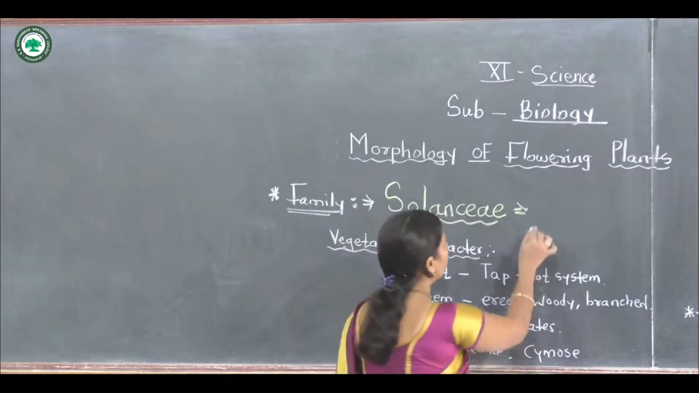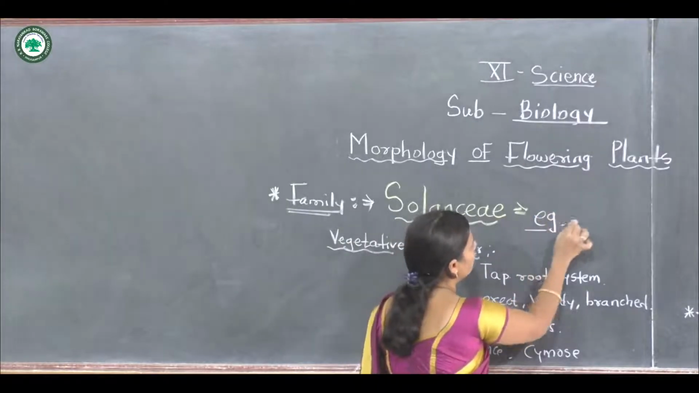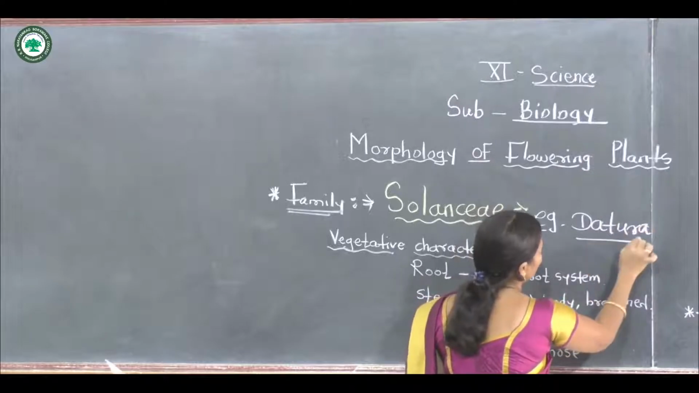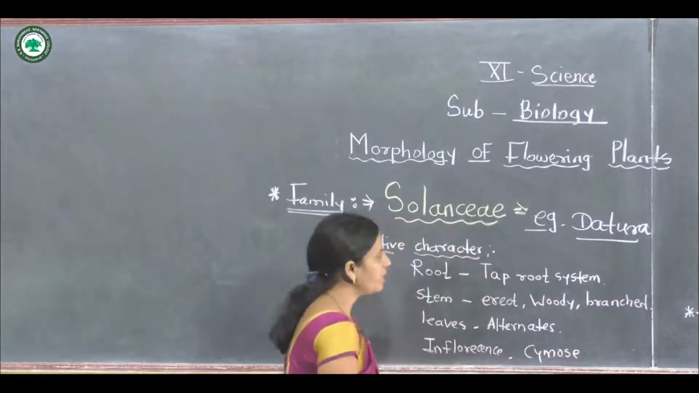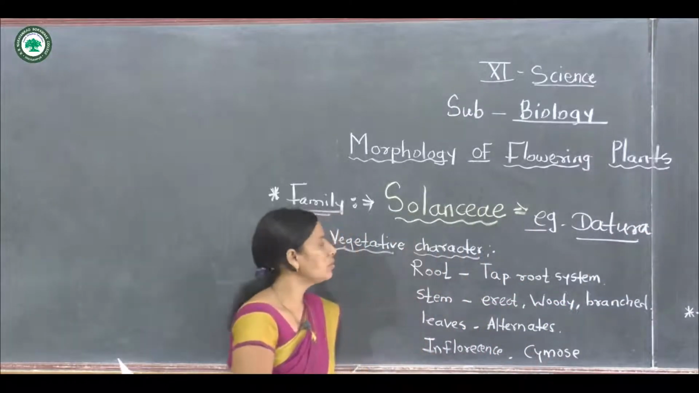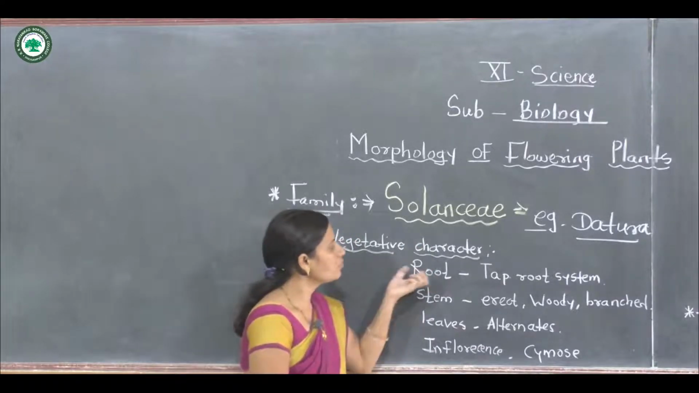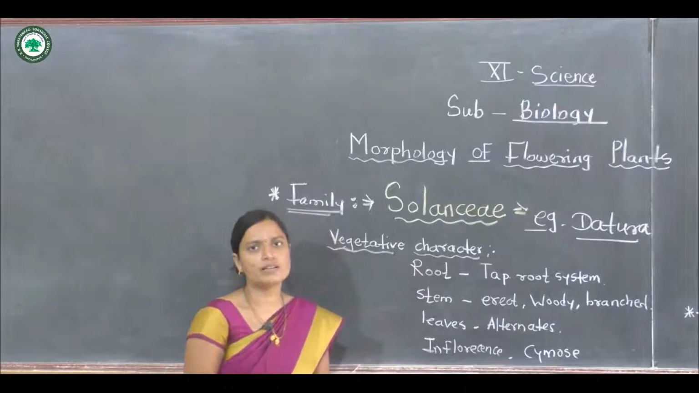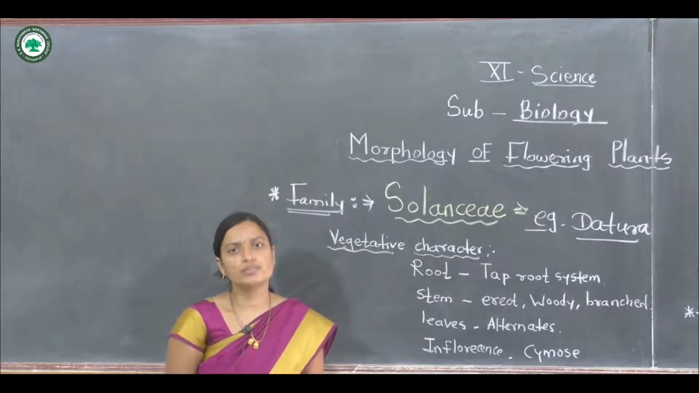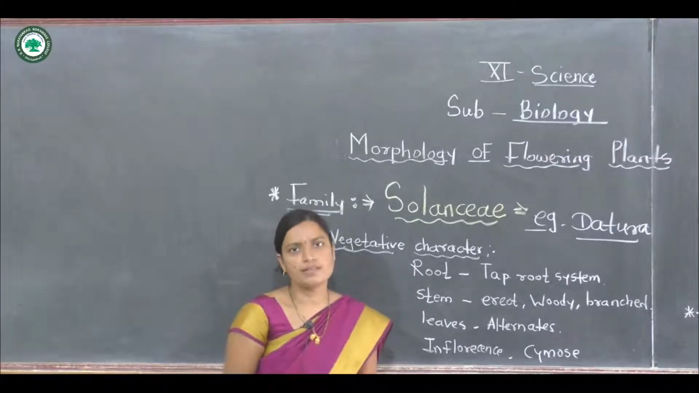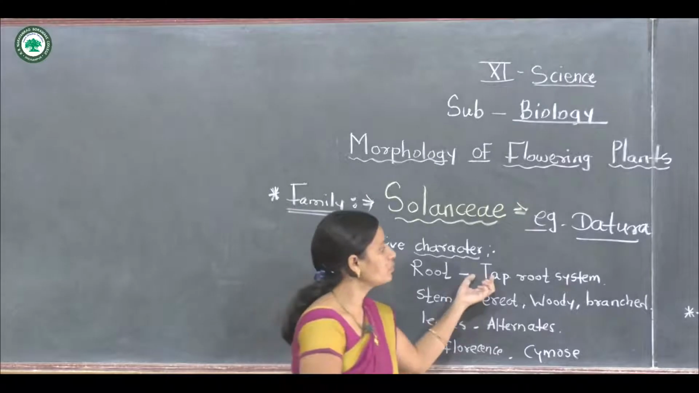For example, datura flower. This example of Solanaceae is datura. The first one, vegetative characters of the datura flower. The first vegetative character is the root. Root is a very important part of the plants, and the root system of these plants is the tap root.